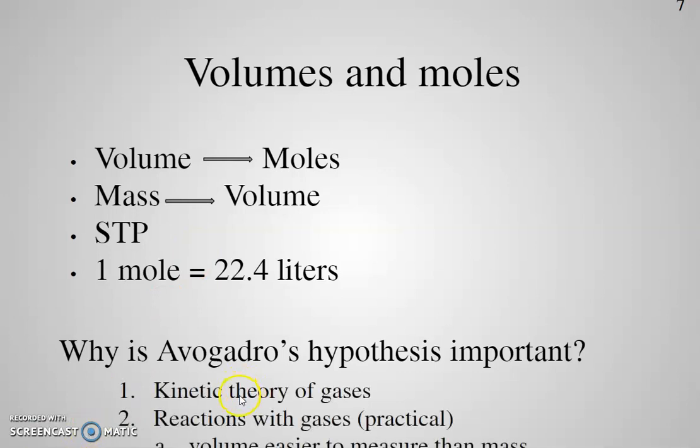All right, and then why is Avogadro's hypothesis important? Well, it plays a role in the kinetic theory of gases, and as I said before, it just makes some of our calculations easier because it's easier to measure volume.